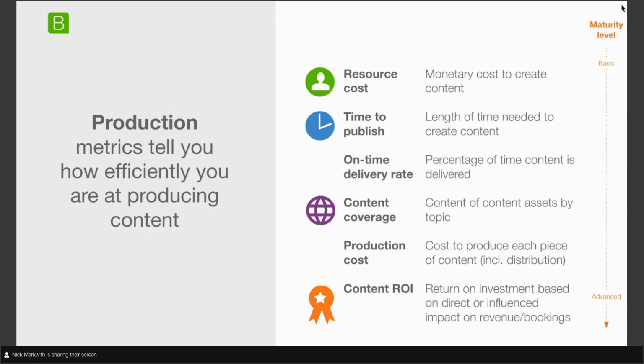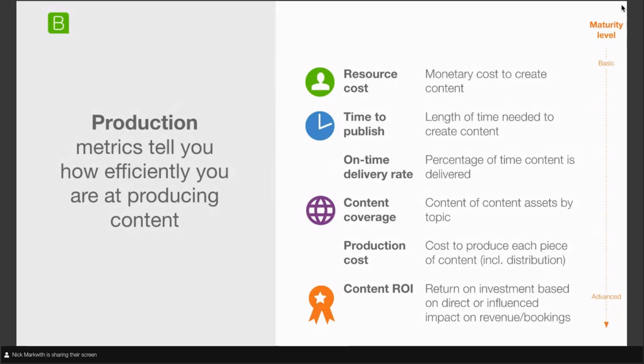Production cost. This is really the total cost to get something from ideation all the way to publication and promotion. So I would say similar to resource cost, but this includes distribution of content, and really any other costs associated in order to get that content out there. So including tool costs, external, internal resources, anything along those lines, in order to measure.